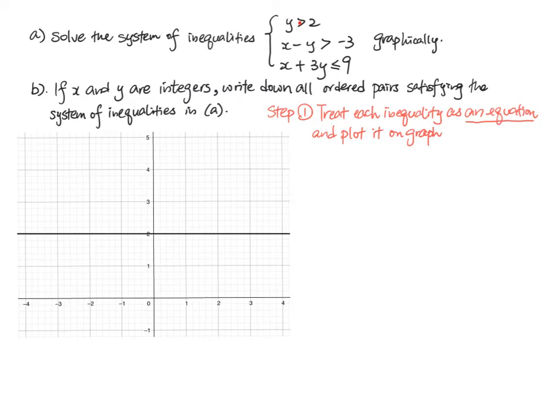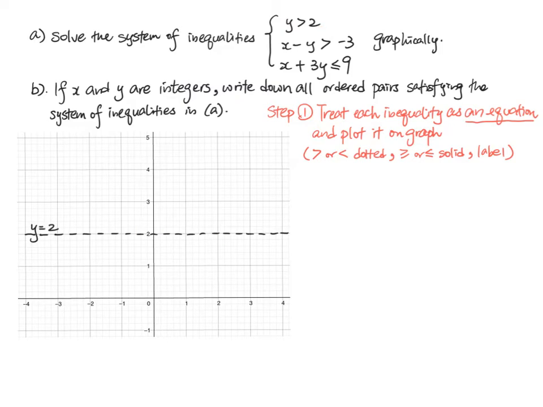But because this is just greater than, we have to make this a dotted line. If it is greater than or equal to, then we make it a solid line. So here's the first step. And remember to label the line. So this should be y equals 2. We are referring to this inequality, y greater than 2.